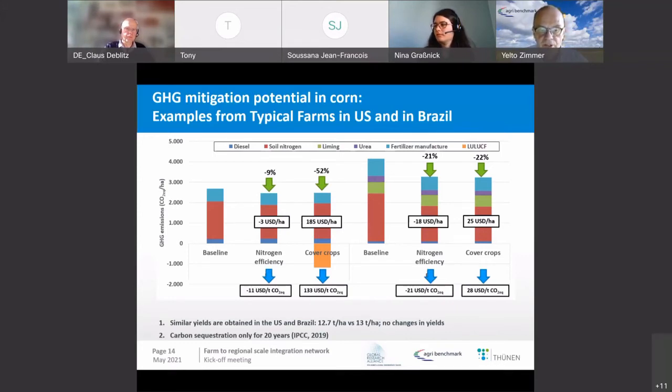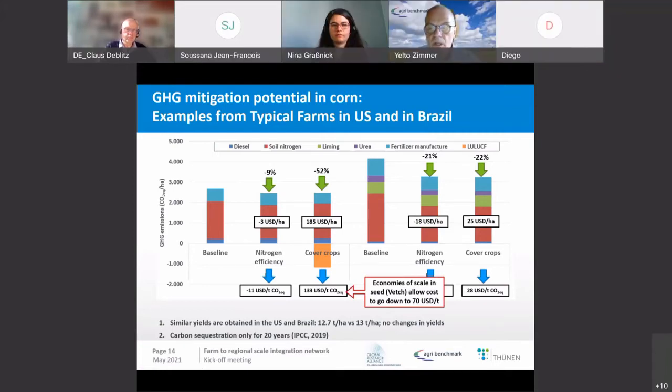If you click once more, please. Therefore the mitigation costs at the very low end are negative as well. However, in some instances, the mitigation cost can be really high, as you can see in the cover crop case for the US. And once more, please. But we see here potential for economies of scale to reduce those costs to about $70 per ton. Okay, and with that, I hand over to Klaus, who will present the results from a beef project on this same topic.